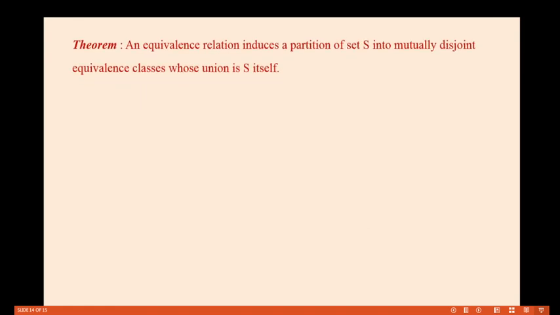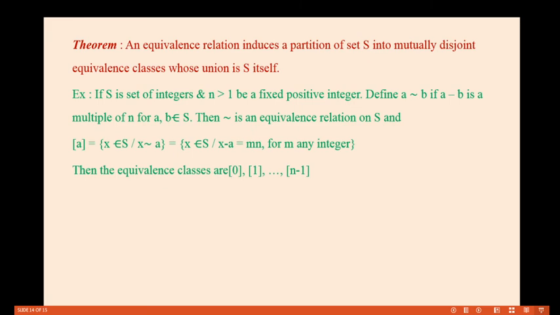Theorem. An equivalence relation always induces a partition on set S into mutually disjoint equivalence classes whose union is again S. For example, if S is the set of integers and n is any fixed positive integer, let us define a relation a with b if a minus b is a multiple of n, for a, b belonging to S. Then we can easily prove that this relation nabla is an equivalence relation on S. And here the equivalence class of a is considered as the set of all x belonging to S such that x is equivalently related to a.